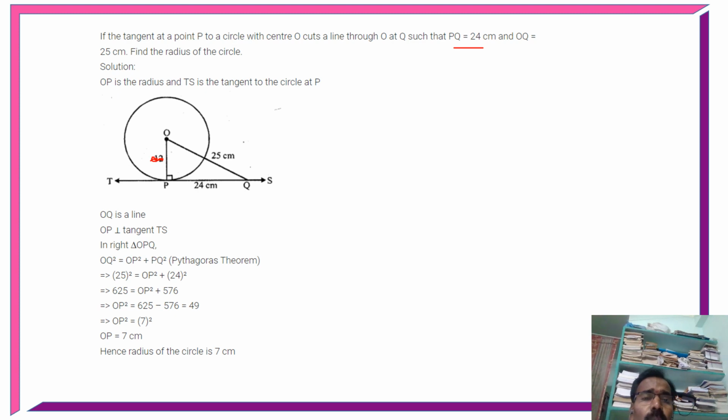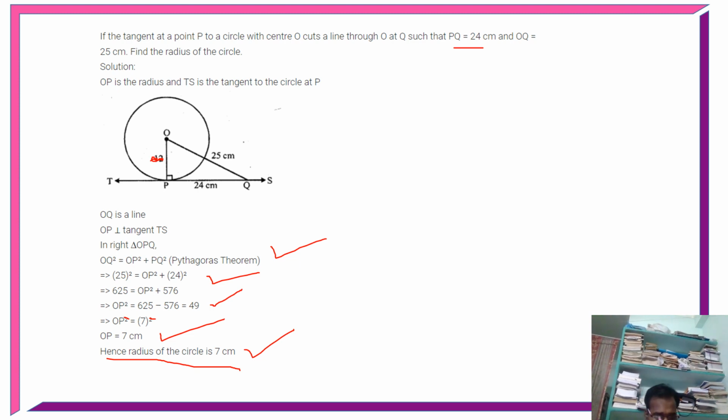So here in triangle OPQ, by Pythagoras theorem, hypotenuse OQ square equals OP square plus PQ square. Substitute the values: 25 square is 625 equals OP square plus 24 square, which is 576. If you transpose to the other side, it becomes 625 minus 576, which is 49. OP square equals 49, we can write 7 square. When bases are equal, we can cancel powers. So OP equals 7 centimeters. Hence, the radius of the circle is 7 centimeters. Here we use theorem 10.1.